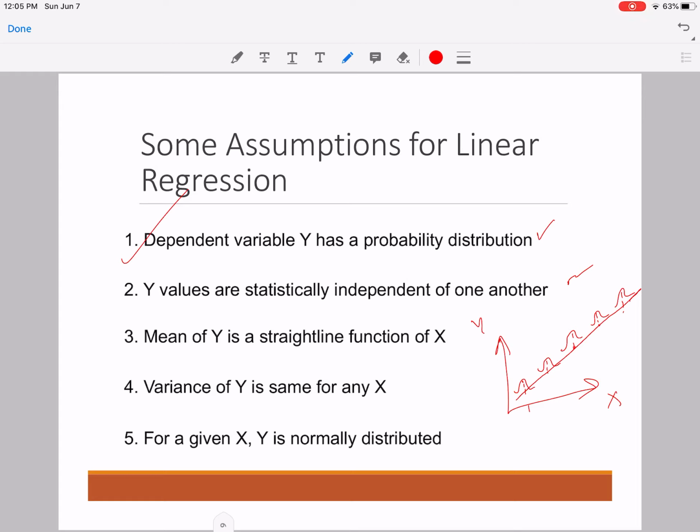Assumption number 4 is that for different values of x, the variance in y is going to be the same. So all of these are going to be the same distributions and they are going to have the same variance. That's another assumption in regression analysis. That assumption is made to perform some advanced statistical hypothesis testing. And then the final assumption is for any given x, y is normally distributed. It's going to have a bell-shaped curve.